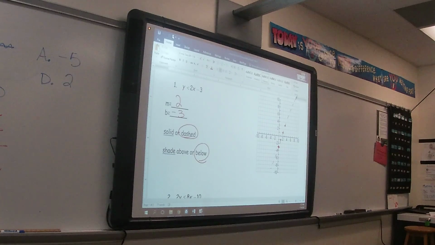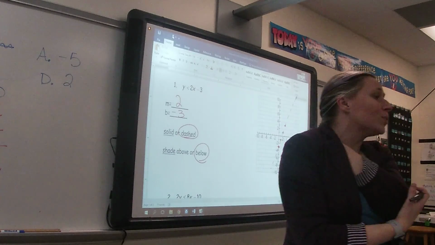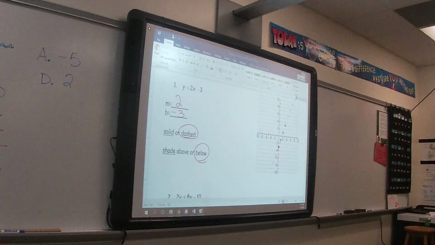Now, for the majority of you in here, above and below is going to be pretty straightforward. For some of you, you might be like, what the heck? On some of the graphs, you might look at it and be like, what in the world is she talking about for above and below? If that is you, do not freak out. It has to do with your spatial reasoning.